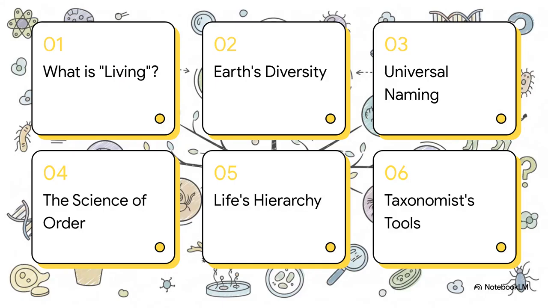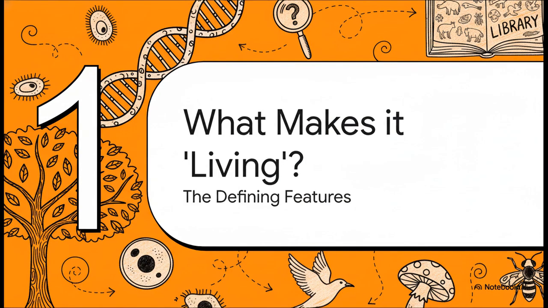All right, here's our game plan for mastering this chapter. We're going to define what living even means, get a feel for the incredible diversity on our planet, and then see how scientists cleverly bring order to all of it. Let's jump right in. First things first, if we're going to study this massive library of life, we need some ground rules. We need to know what even qualifies for a spot on the shelf. So what are the absolute non-negotiable features that make something alive?